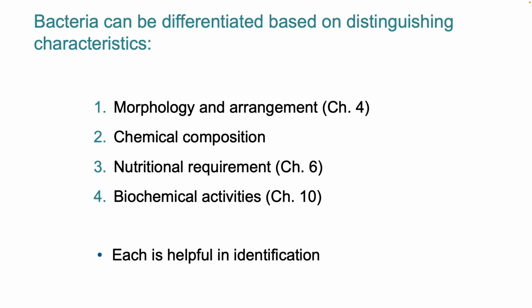We can start to differentiate some of our prokaryotes based on a number of different features, including morphology and arrangement, which we'll get into in this chapter, chemical composition, nutritional requirements, and biochemical activities, which we'll get into a little bit later. And sometimes you need a combination of all of these things in order to help you identify what species you're working with.